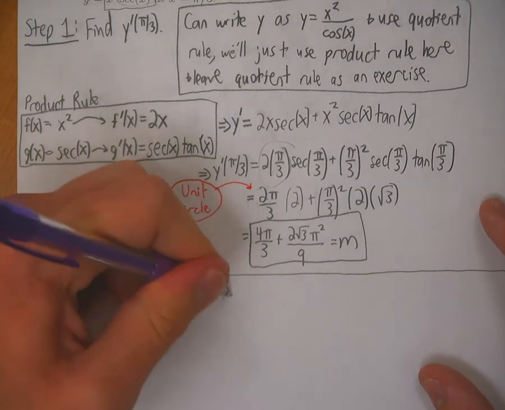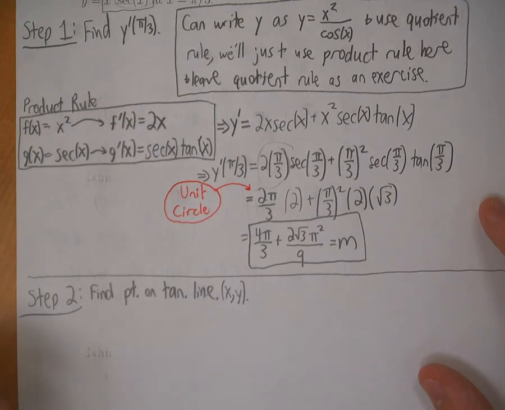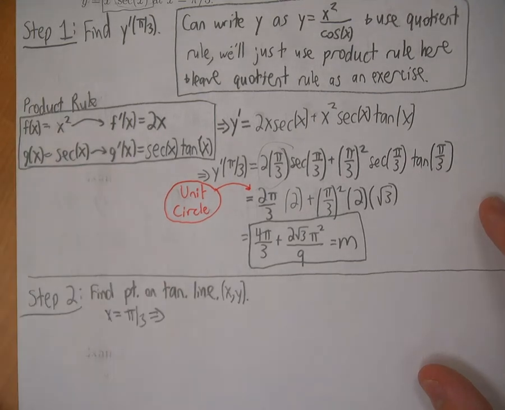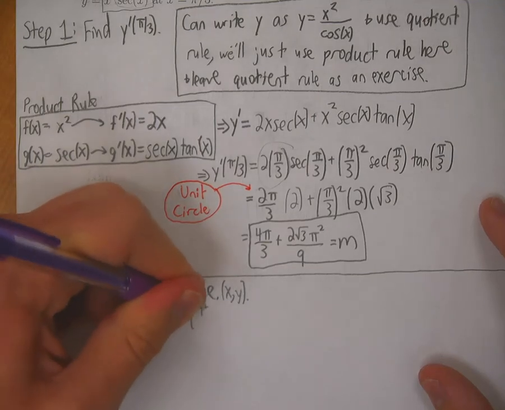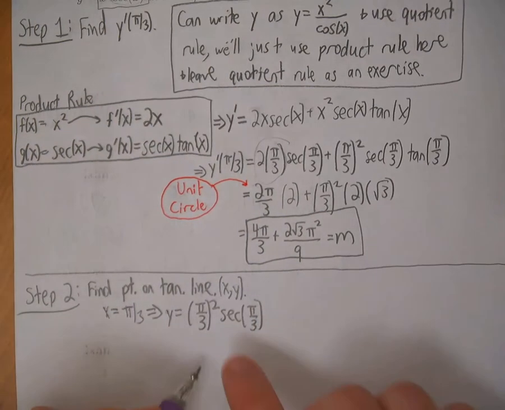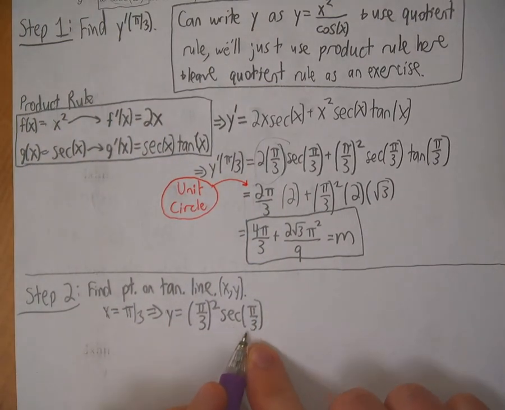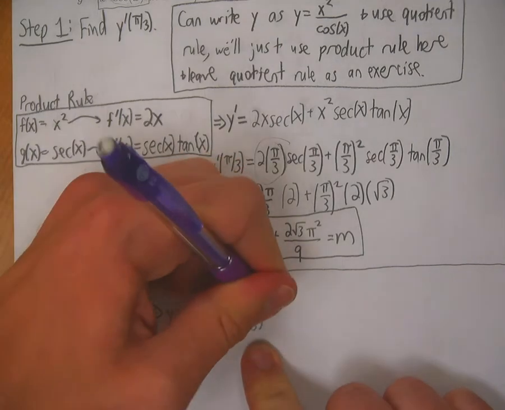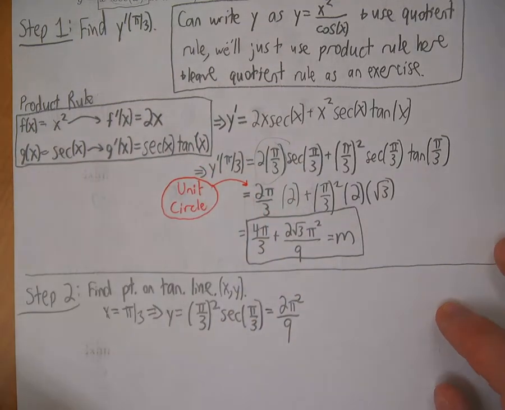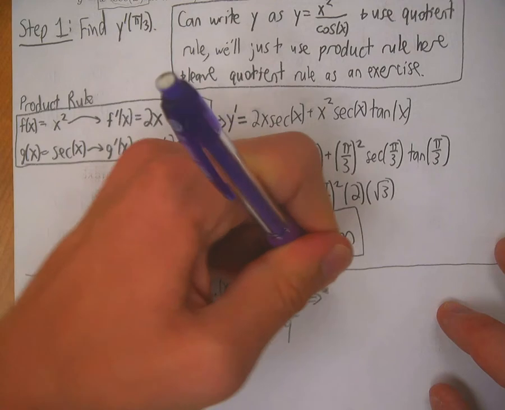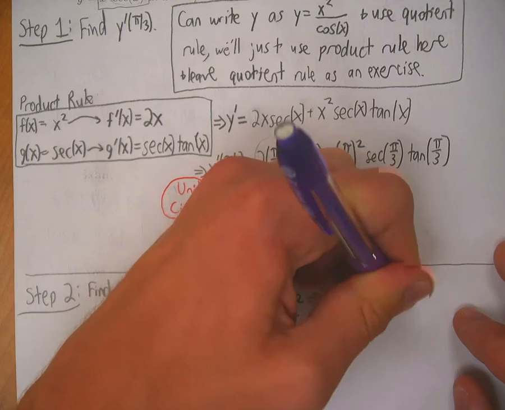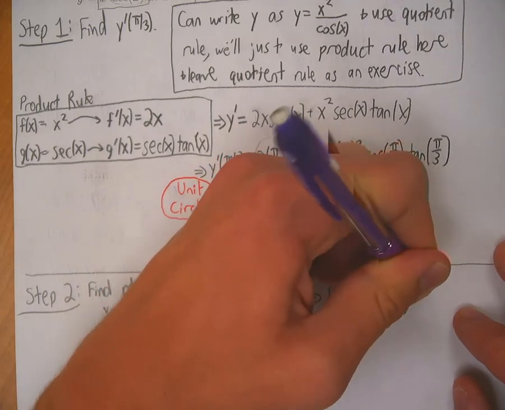So x colon y. So in this case, if we let x equal pi over 3, then we should end up with, well, y equals pi over 3 quantity squared times secant of pi over 3. So the thing is, we just established that secant of pi over 3 is just 2. So that means that we should end up with 2 pi squared over 9 as our y-coordinate. So that means our point on the line is, well, pi over 3, comma 2 pi squared over 9.